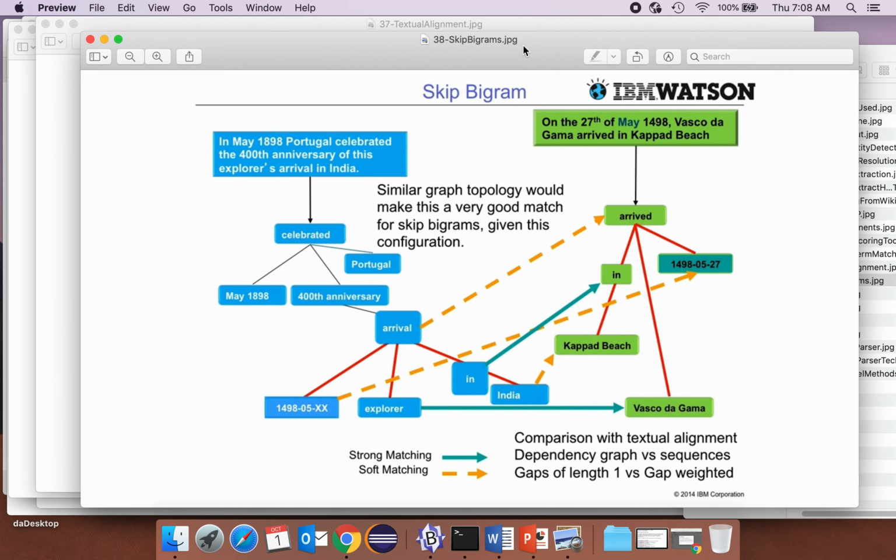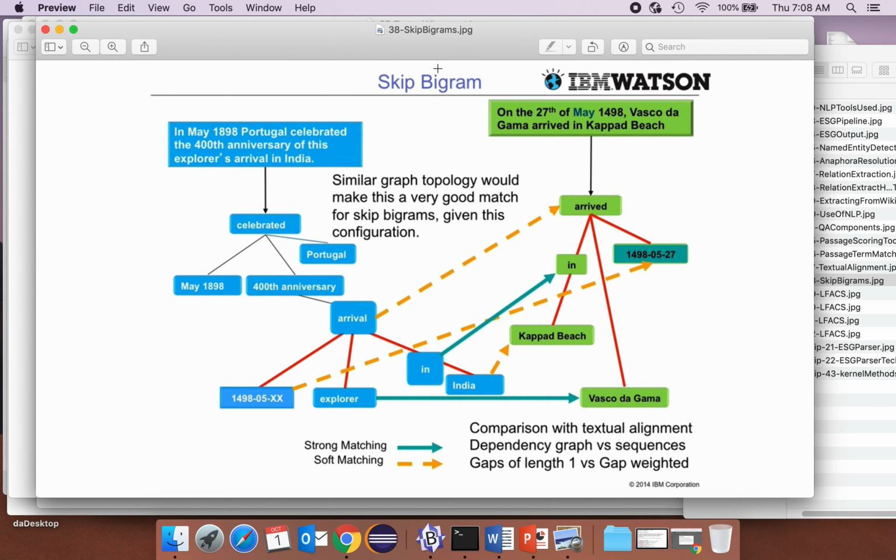Skip bigrams. Bigrams are typically on words, but they can also be on characters. So if it's a bigram, you always take a sliding window of 2 words. On the 27th of May 1498. And they're pretty good at determining the flavor of the text.